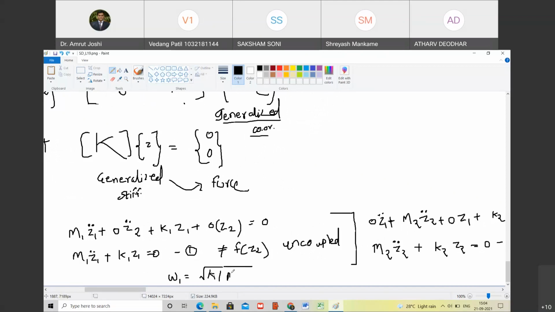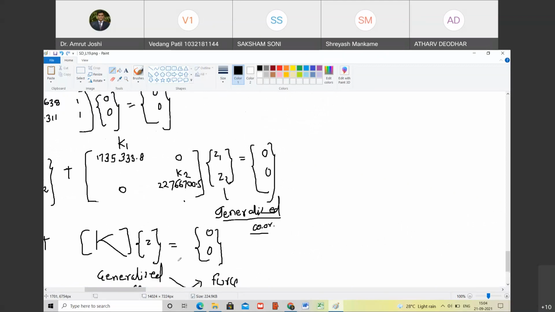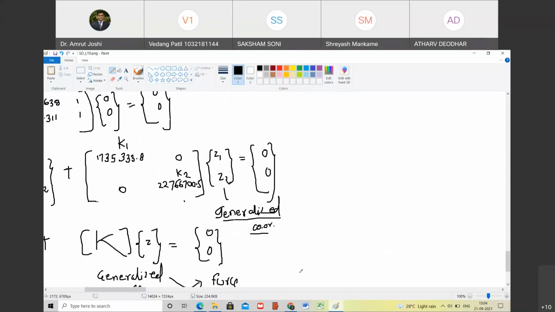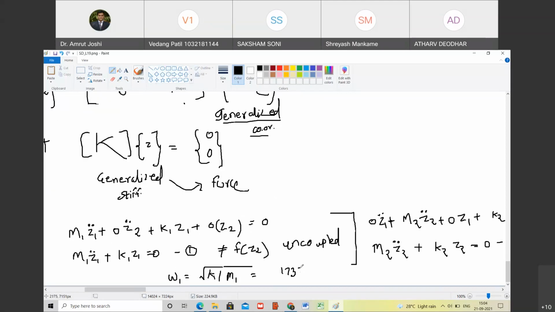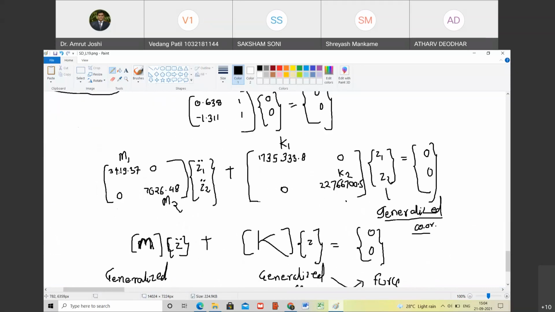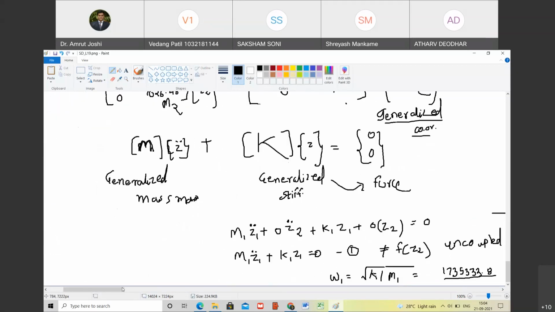Root of K by M, right? Do you have the value of K1? K1 is 1735333.8. Do you have the value of M1? What is the value of M1? 3419.3.